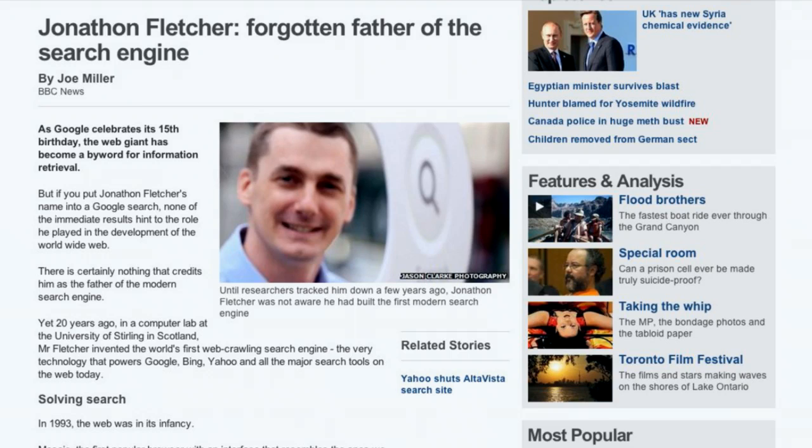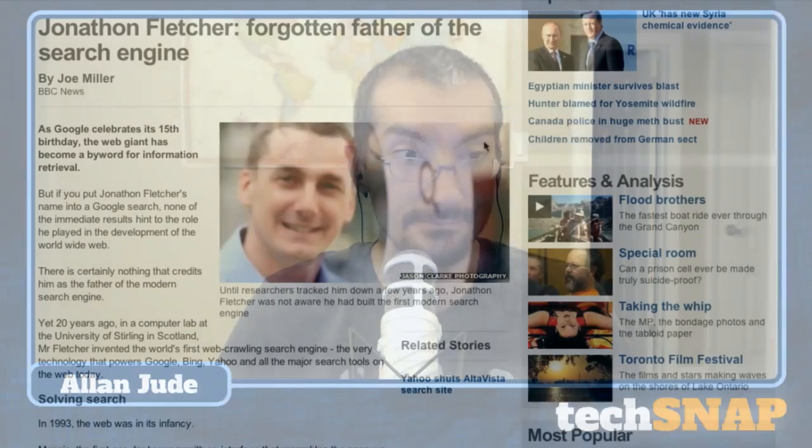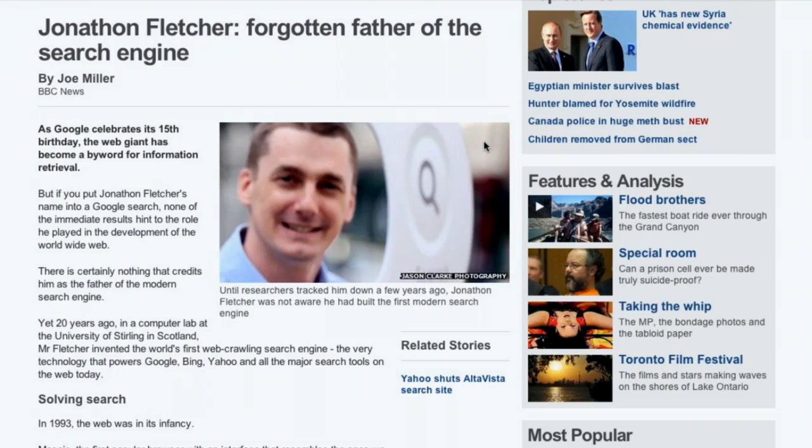That was his idea. Originally, the first web crawler was invented in 1993, 20 years ago, in a computer lab at the University of Stirling, right? Is that how you say it? In Scotland? Yes. Fletcher was his name. There you go. The father of the search engine. Sort of, kind of. Yes.